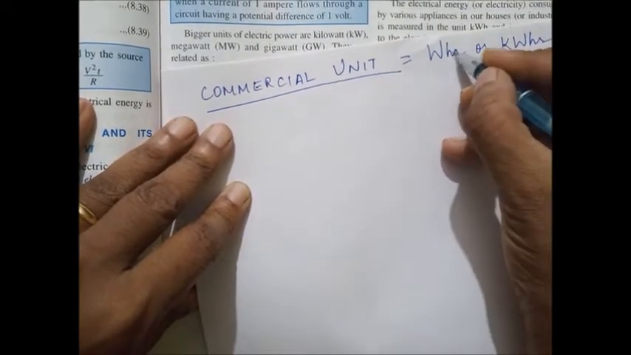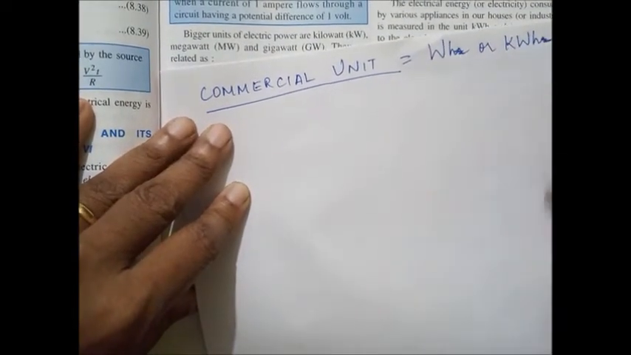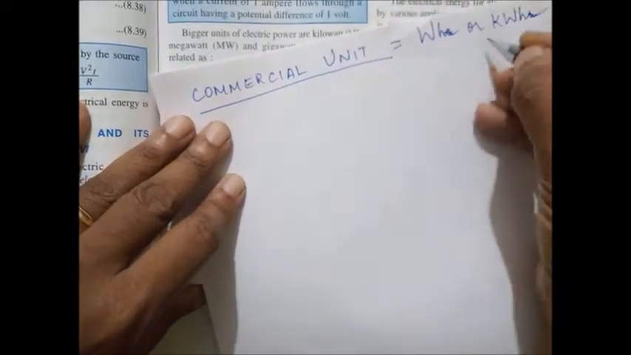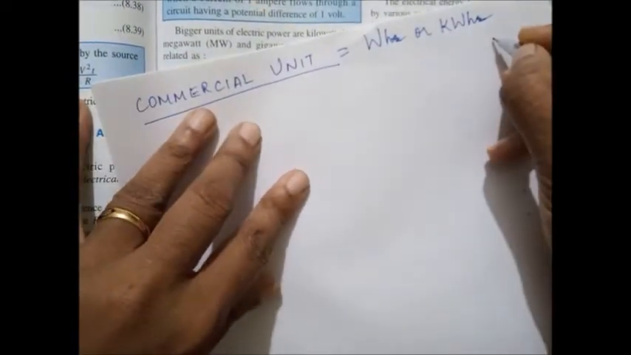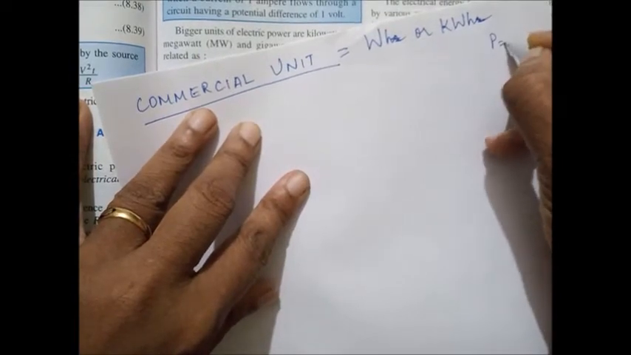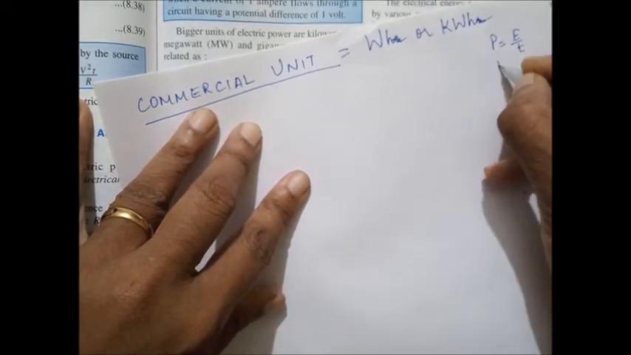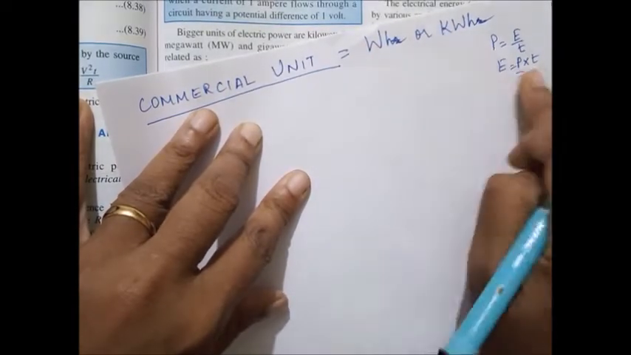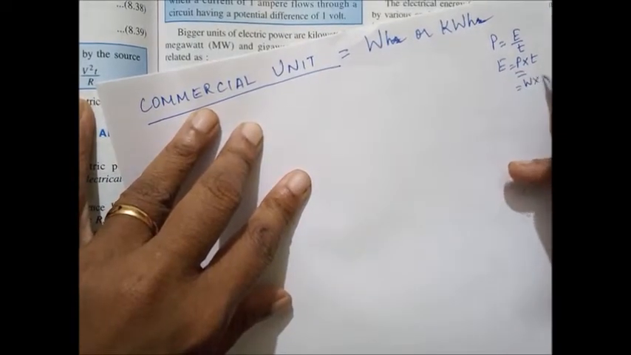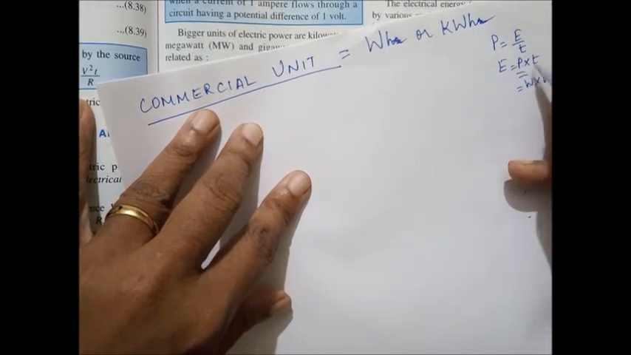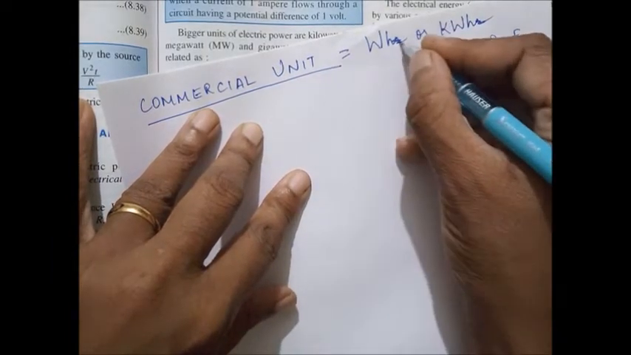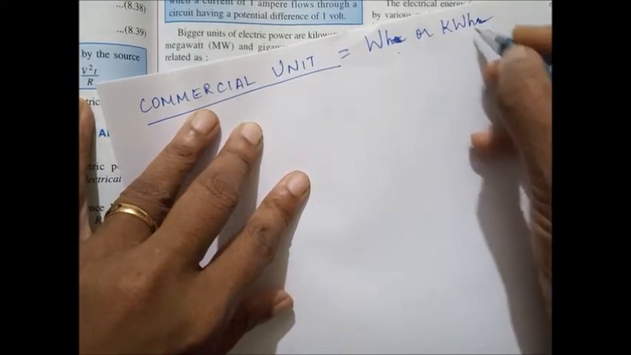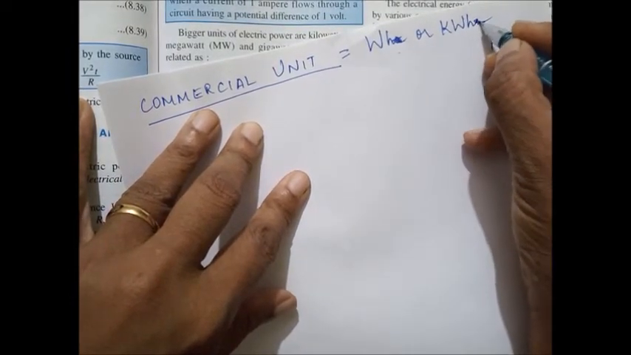Watt hour, sorry, the R won't come. WH or kWh. From where are they getting this? Now, power is equal to energy upon time. So energy will be power into time. Power is in watt, time is in hour. If I take power in watt and time in hours, that will give me watt hour. And if I take the power in kilowatt and the time in hours, that will give me the other unit, kilowatt hour.